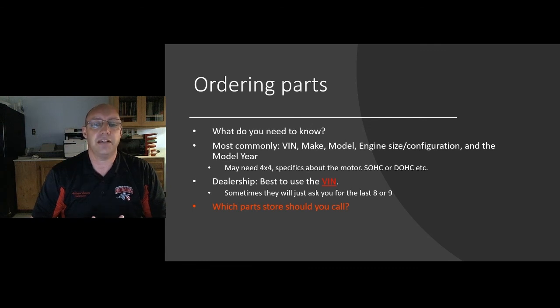Specifics about the engine or the dual overhead cam, etc. Again, the model number of the engine is the best way to go. If you're going through the dealership to get the parts, the best thing to do is always call them with the last 8 numbers of the VIN. Most dealerships take the last 8 digits of the VIN, and they are able to identify exactly which parts belong on that car, and they can get you the right part.